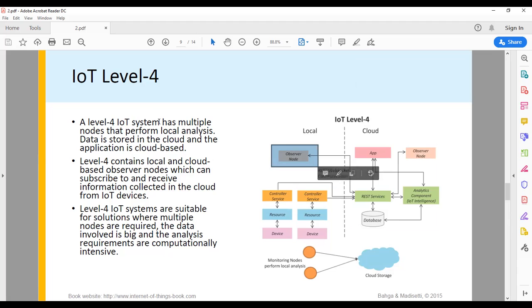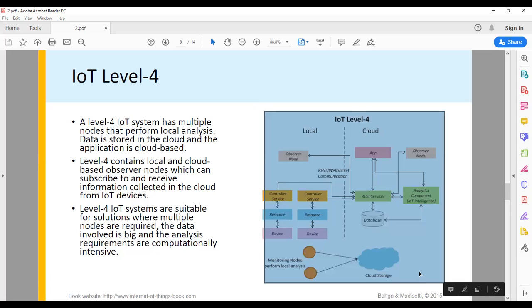You can see the system has multiple nodes that perform local analysis of data stored in the cloud, and the application is cloud based. This level contains local and cloud based observer nodes which can subscribe to receive information collected in the cloud from IoT devices. These IoT systems are suitable for solutions where multiple nodes are required, the data involved is big, and the analysis requirements are computationally intensive. So this is what we deploy nowadays. Many systems prefer this level 4 designing model for their IoT devices.